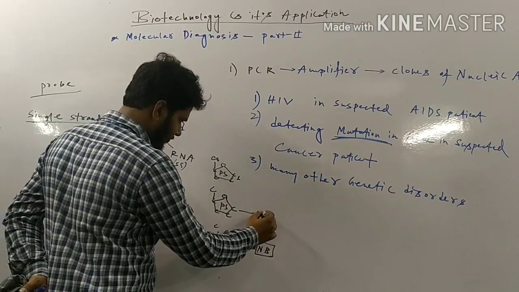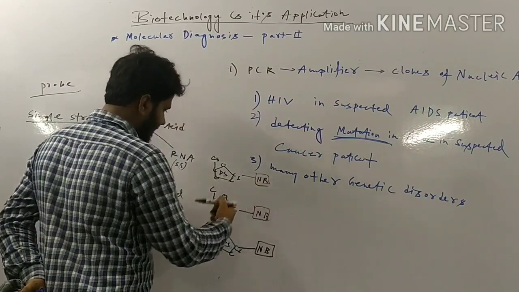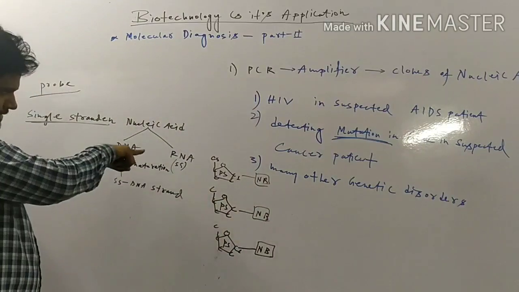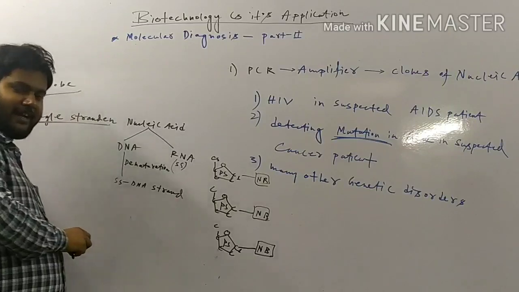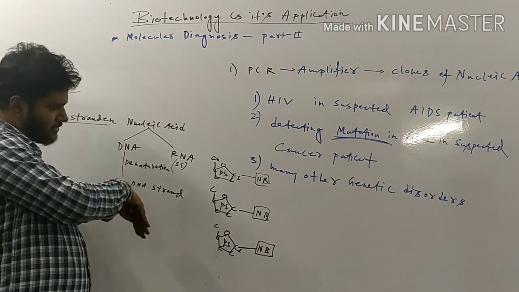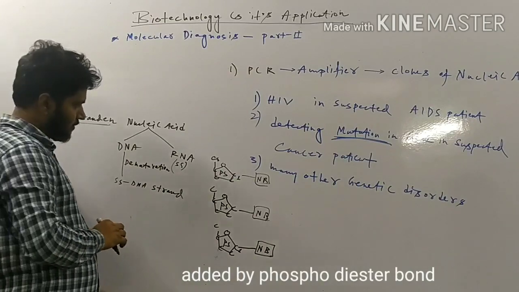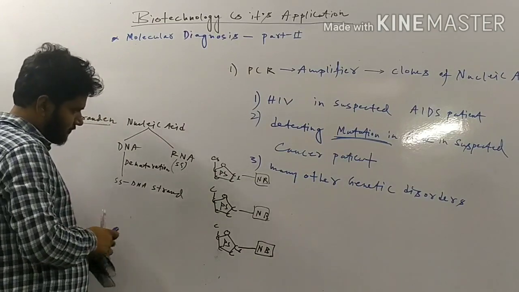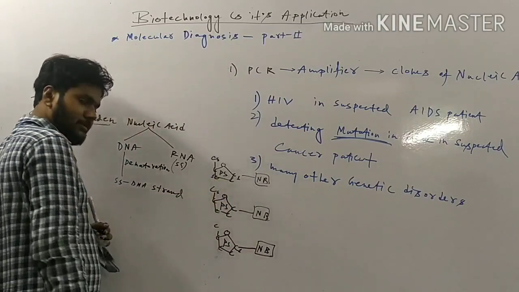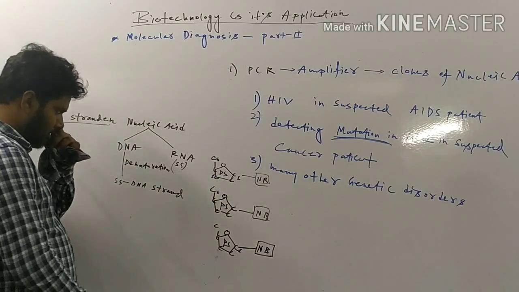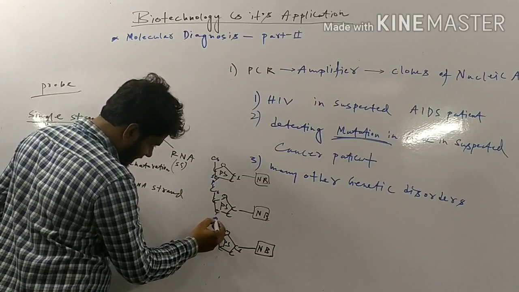A nitrogen base is present, and this structure you all know. Pentose sugar plus nitrogen base is called a nucleoside. Now these structures will be joined by phosphodiester bonds. And where will the bonds occur? It will occur within these prime carbons, where there will be a phosphate group and a bond.